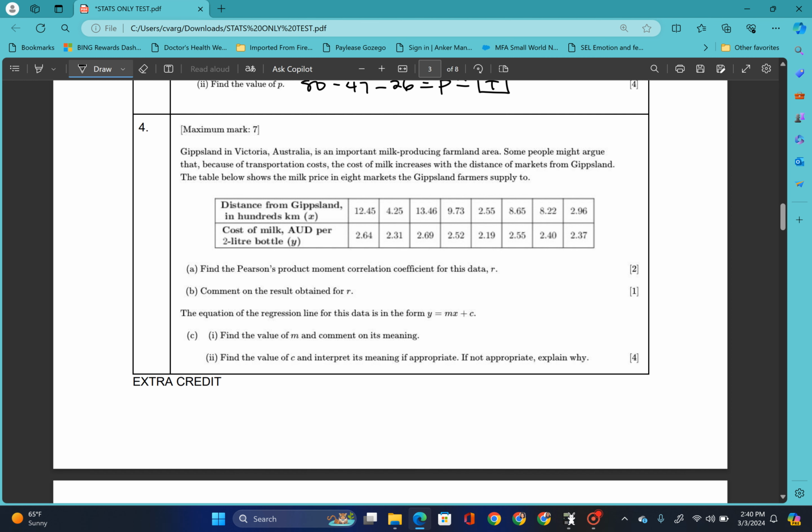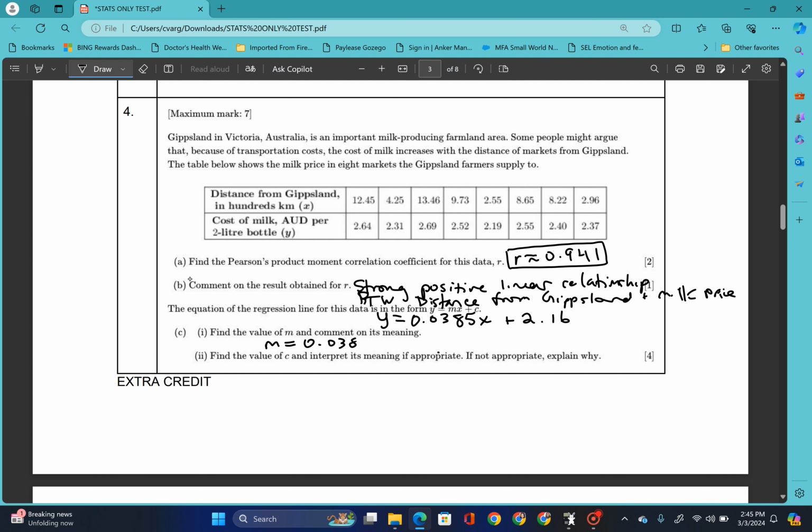So 2.159 is about 2.16. So find the value of m. So m is 0.0385, and we're going to comment on its meaning, right? So that means that the cost of the milk is going to increase by about, so 0.0385 is about 4. So the cost of milk is going to increase by about 4 cents for every additional, and this is what?